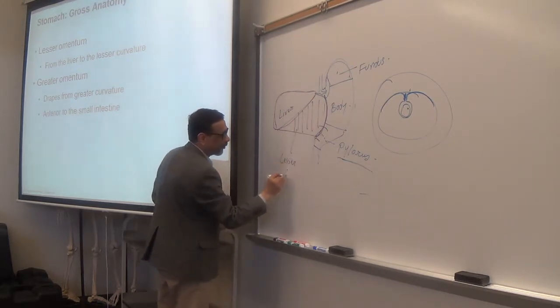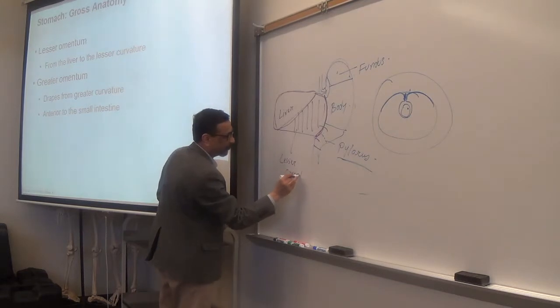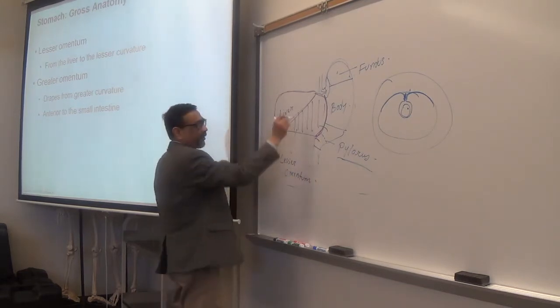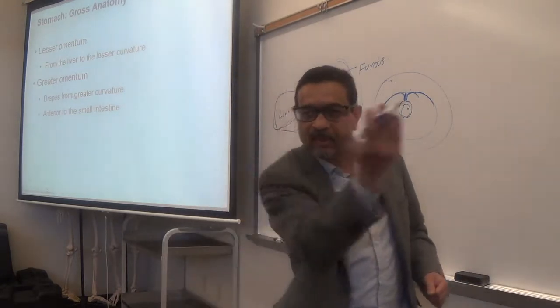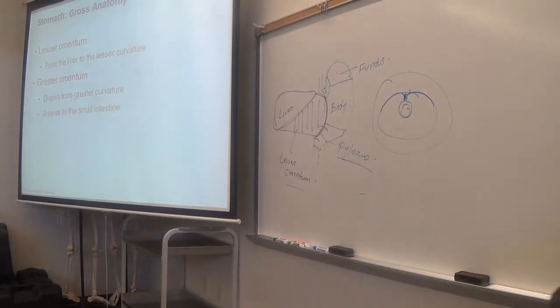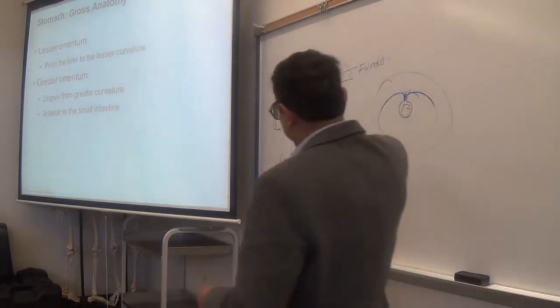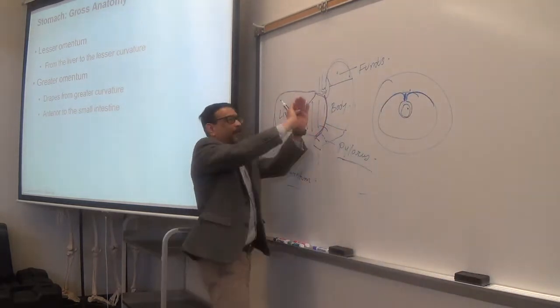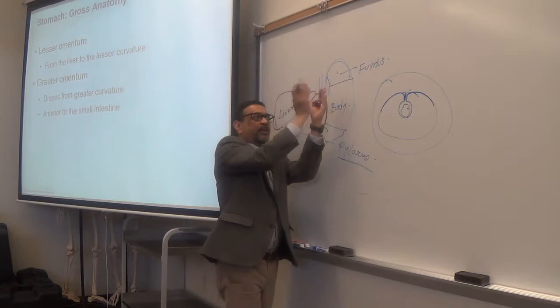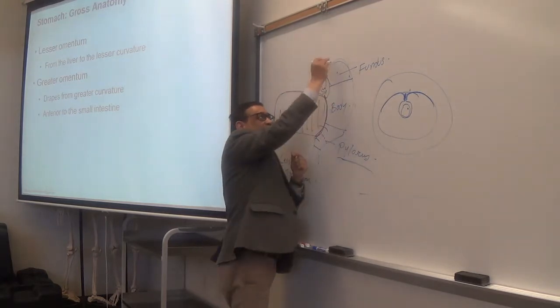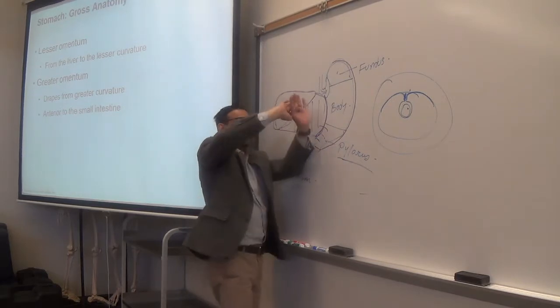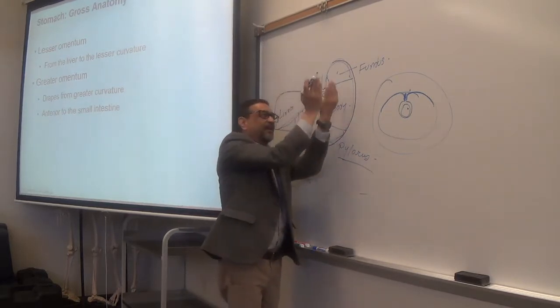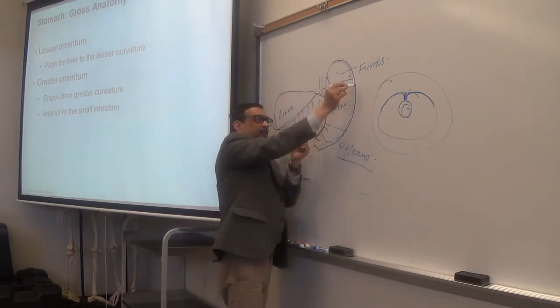Lesser omentum connects the liver and the lesser curvature of the stomach. Is it clear? Okay. Then what happens? This membrane goes like this around the stomach and joins here. So basically it covers the stomach like this and gets fused here.